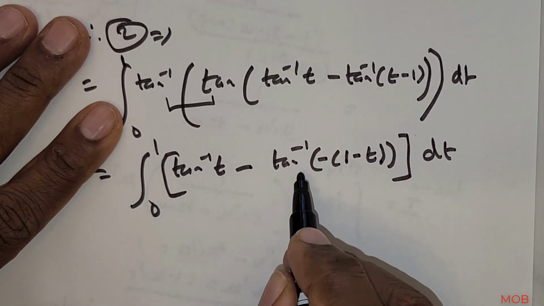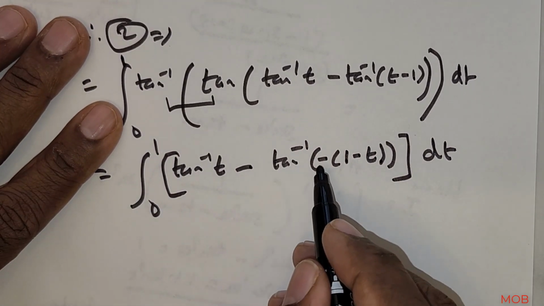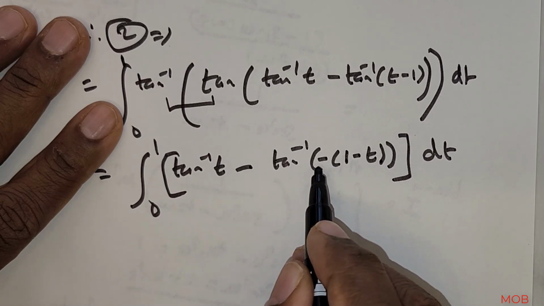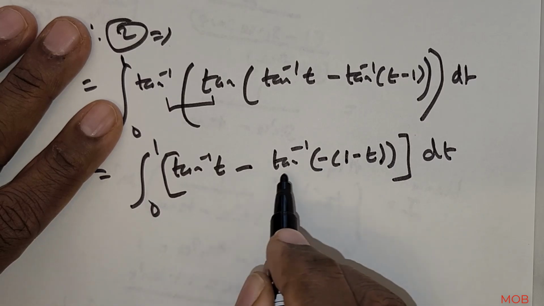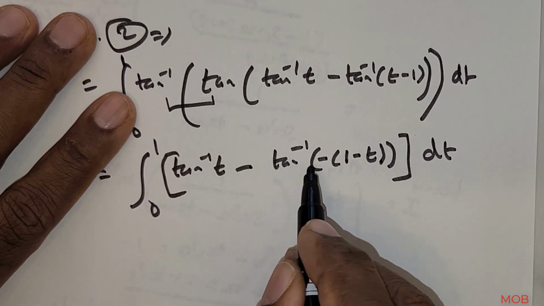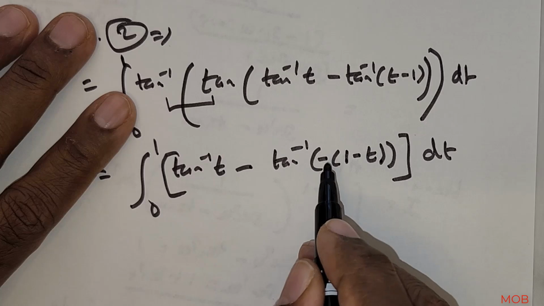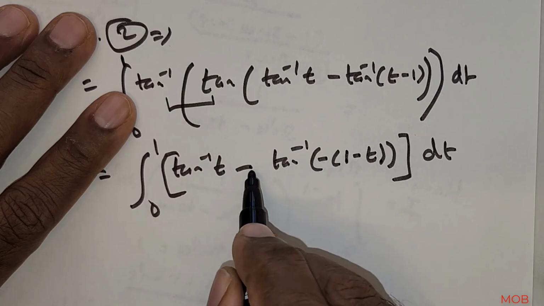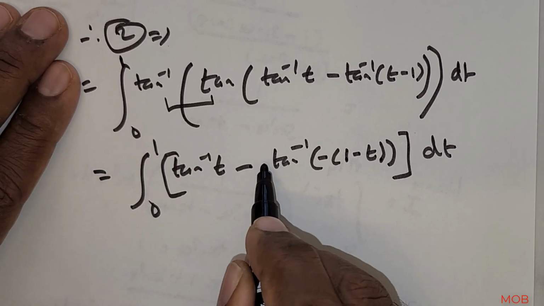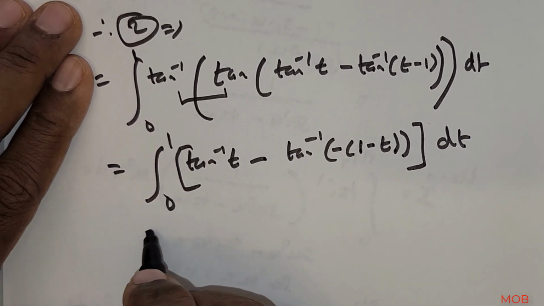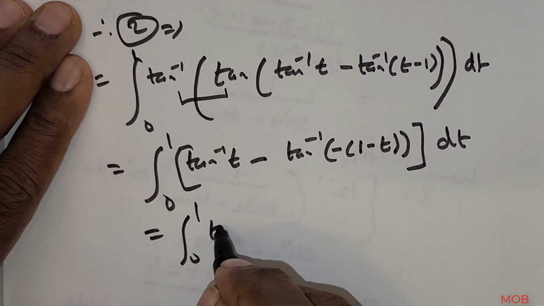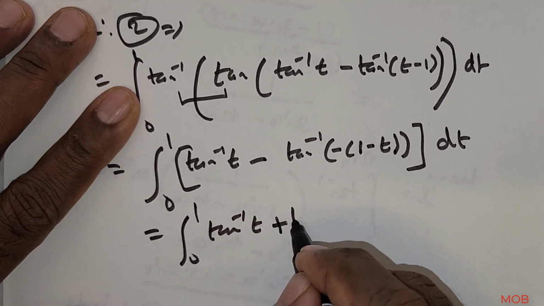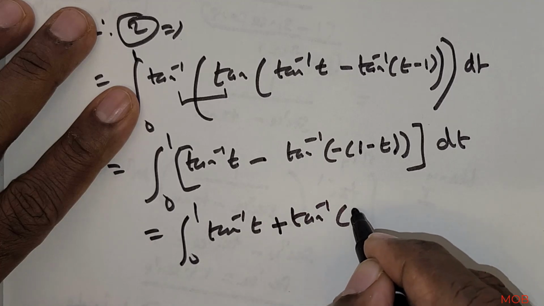Now this negative sign, I can bring this negative sign out. The negative sign will still be a negative sign, right? Tan inverse of this 1 negative t, when it comes out, it will still be a negative sign. So that negative and this negative will become positive. So this is going to be integral 0 to 1 tan inverse of t positive tan inverse of 1 negative t times dt.